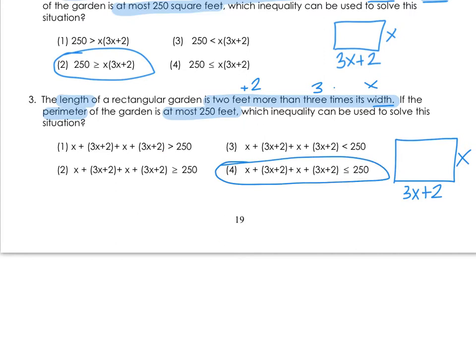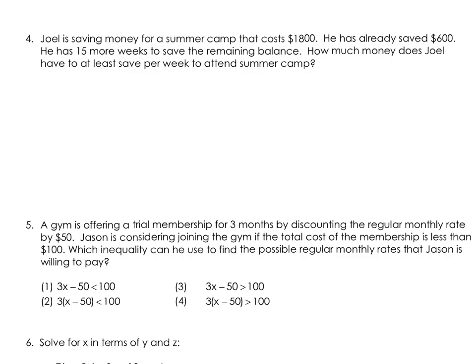And that's again because the perimeter part, and that's the hardest part about these questions, is deciding which one is representing the perimeter. Adding up all the sides, this is the perimeter. So the perimeter part needed to be less than or equal to the 250. Okay, on to the next question.